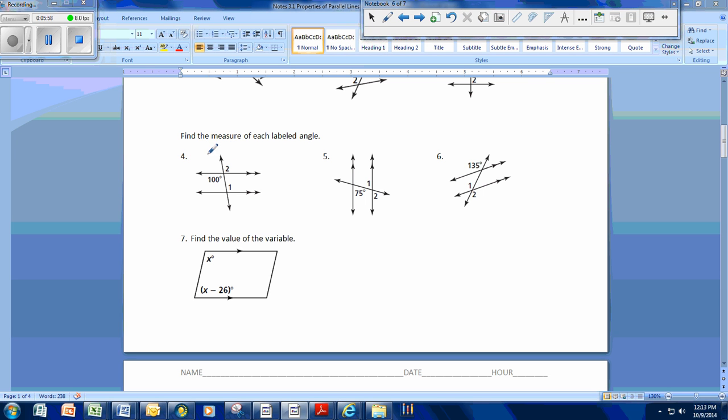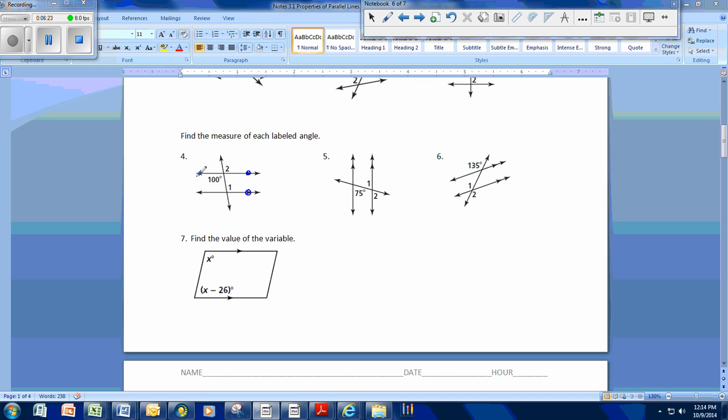Okay, now we're going to use that information to figure out the measures of angles using those terms. So in this example, example 4, we have two parallel lines, and I can tell that by these markings right here. That says that these two lines are parallel. So this line right here would be our transversal. We're given this 100-degree angle, and we're trying to find angle 1 and 2.